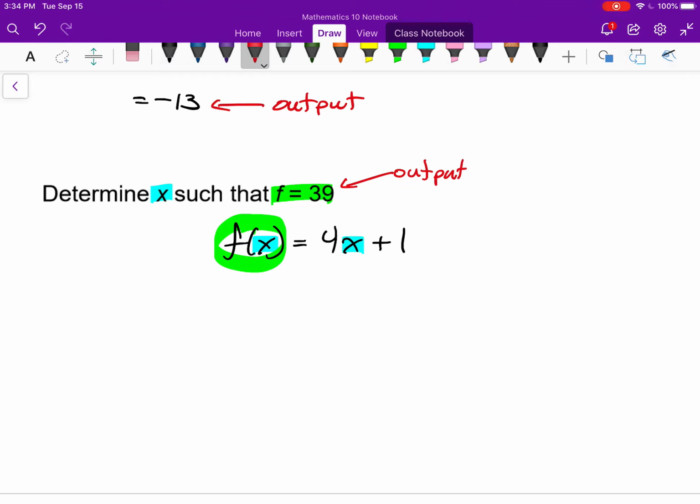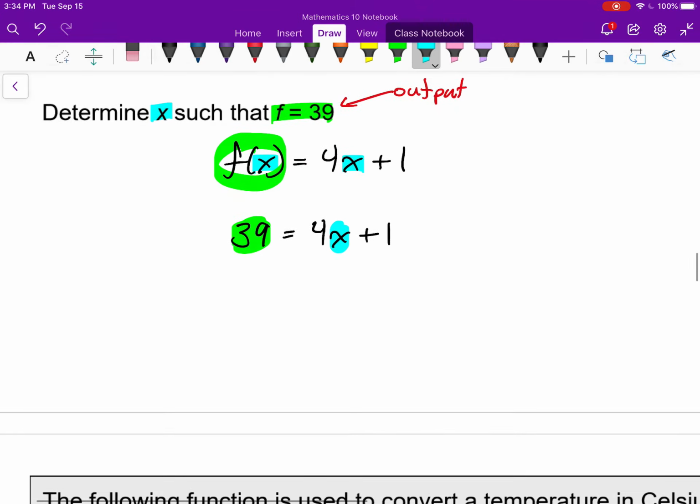Well, how do we figure that out? You could, I guess, do guess and check, or algebraically change f of x to 39. We know we want 39 to come out, and algebraically solve for x. And I can now solve this. I don't have to do any guess and check. I can solve this with 2 algebraic steps. And so first I want to subtract 1 from both sides. So I get 38 equals 4x. And then I want to divide both sides by 4. And so x must equal 9.5.